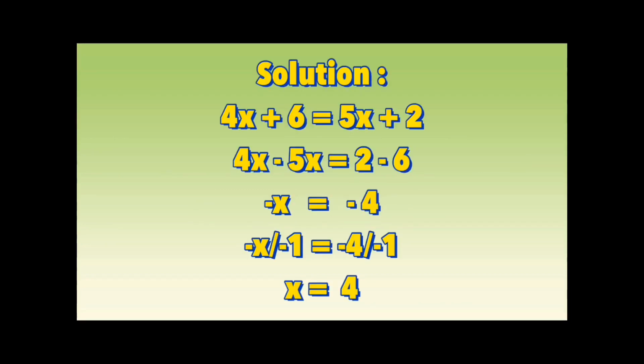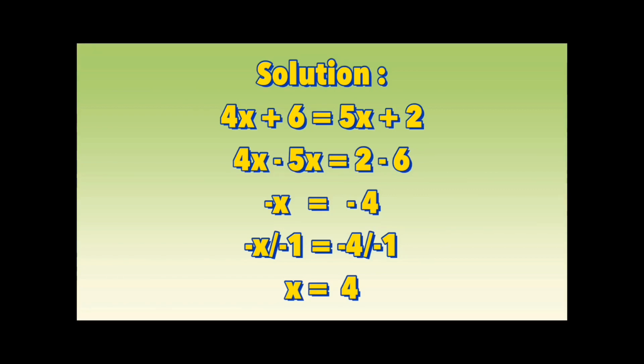Our solution, we're going to transpose all the terms with variables to the left side, and those constant numbers, meaning those numbers without variable, we're going to place at the right side. When we transpose a term, we should change the sign of the term. If it is positive, it becomes negative. Okay, our solution: 4x plus 6 equals 5x plus 2.